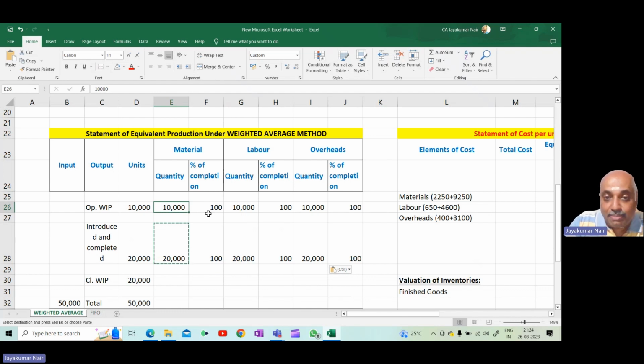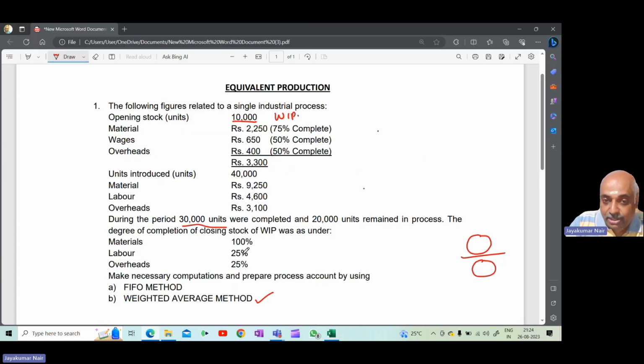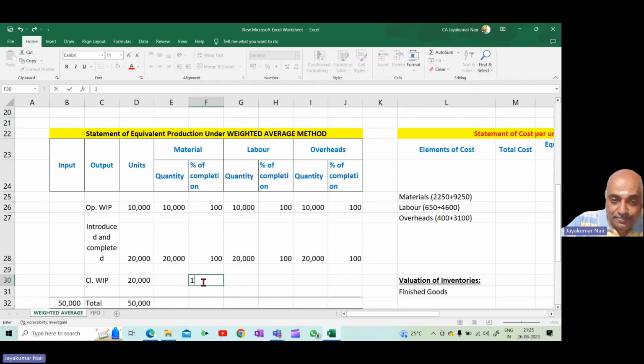But here it's not that, because it is weighted average. You have to find the total cost divided by the total number of units. So you have completed 30,000 units. So the entire 30,000, we are taking it 100% under weighted average. Whereas closing inventory, we know it is 100%, 25 and 25. So this is 100%. This is 25% and this is also 25%.